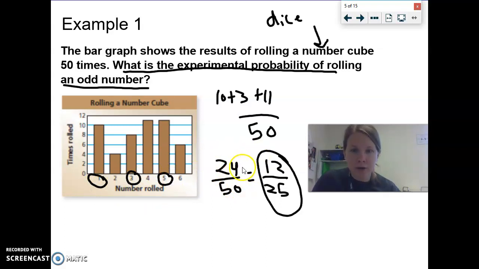This, though, is different because this is an experimental probability. Again, the theoretical is going to be what you would expect. Experimental then is going to be what happens based on the actual experiment that you do. Okay?